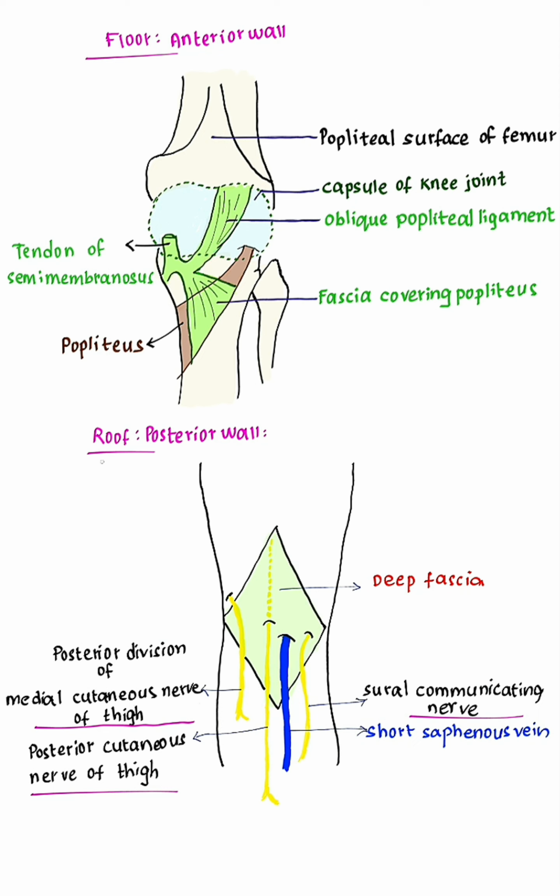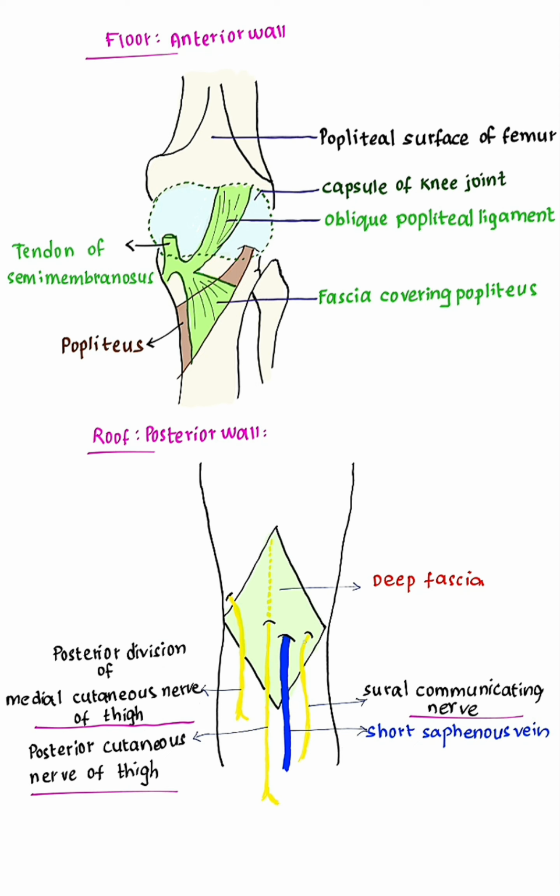Roof or posterior wall. Roof of popliteal fossa is formed by deep fascia, strong deep fascia. Over the deep fascia, superficial fascia is present. Superficial fascia contains 3 cutaneous nerves and short saphenous vein.